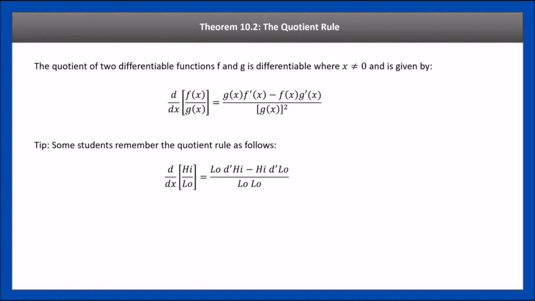So you take the bottom function, which is the g of x, that's the low, times the derivative of the high function, the derivative of the top function, minus the top function times the derivative of the bottom function, over the bottom function squared. Some students use ho instead of low. So high over ho d high minus high d ho over ho ho. So that's another way to remember it. You can use either one, and that's just a way to remember the quotient rule.